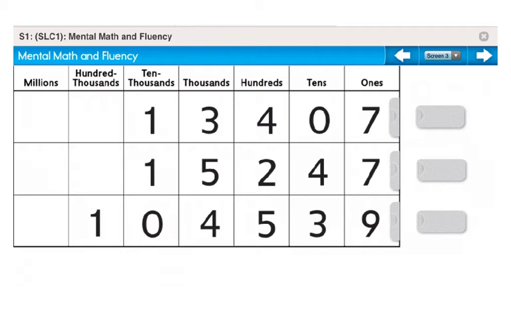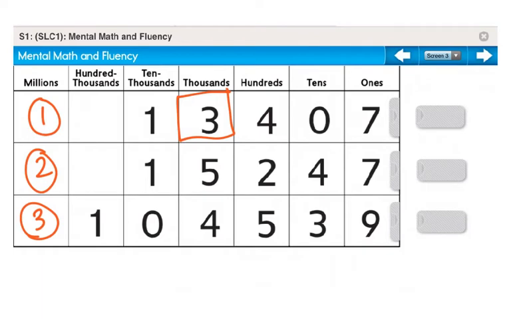And last warm-up. Number 1 to 3 again. Tell me the value of the 3 in number 1, the value of the 2 in number 2, and the value of a 1 in number 3. Pause the video and write down your answers.